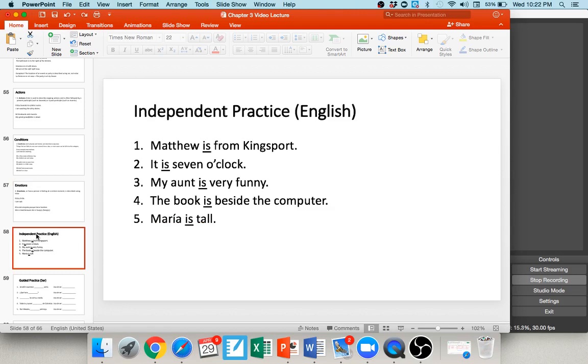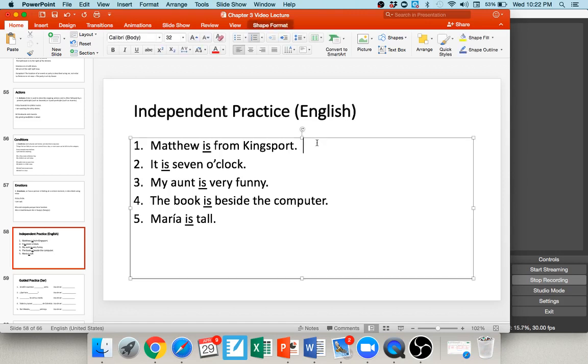Okay, so I want you to look at these sentences and tell me if we would use ser or estar and give me a reason from TOPIC or PLACE as to why. For example, number 1 tells us that Matthew is from Kingsport. Well, in this case, we're talking about Matthew's origin. So we're going to use the verb ser.